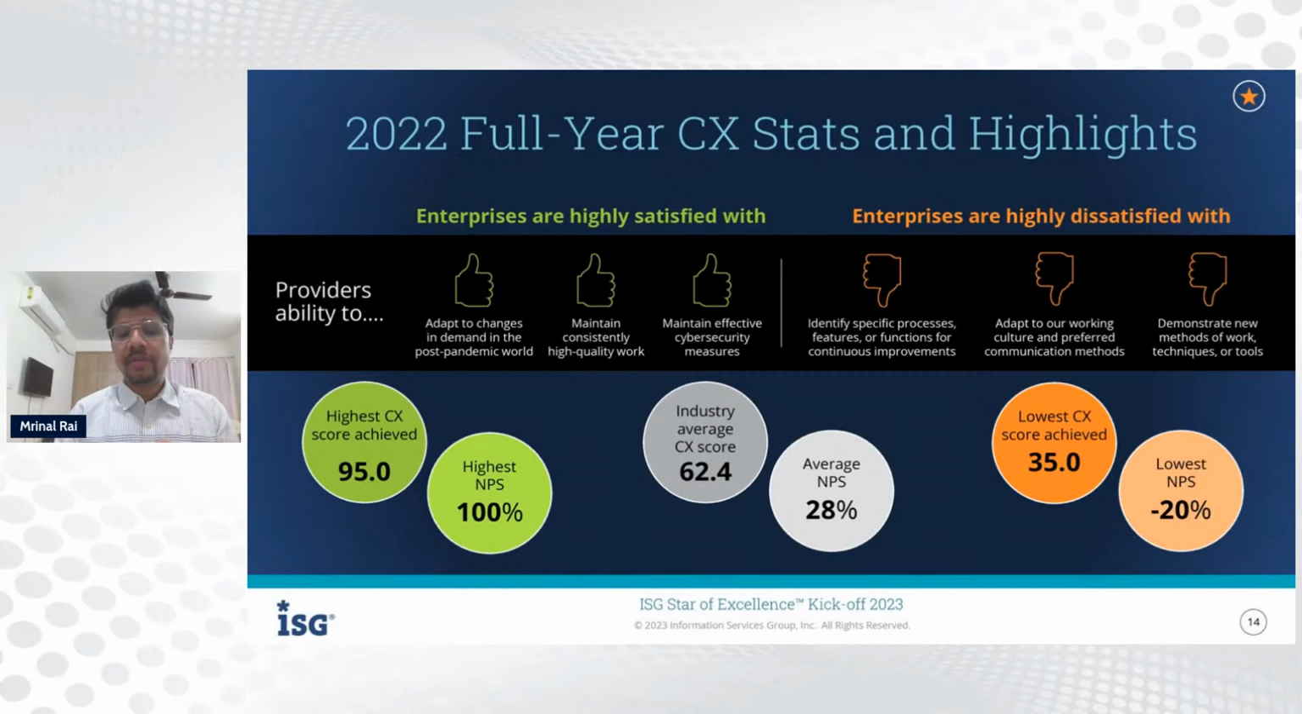This study, as Jan Erik mentioned, we calculate the customer experience score, or what we call the CX score. You can see based on the last year's responses that we received, the industry average score was somewhere around 62.4, and the average recommendation or net promoter score was around 28%. But the highest customer experience score was around 95, and the lowest was around 35. The highest NPS was around 100, and the lowest was minus 20%. The scores keep on changing throughout the year because, as Jan Erik mentioned, we are collecting the information as we speak.